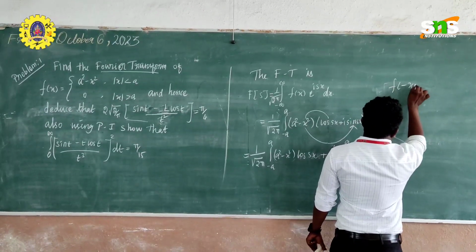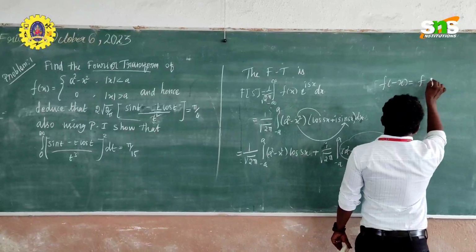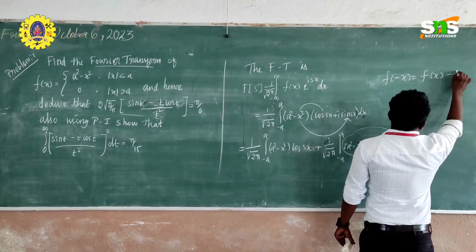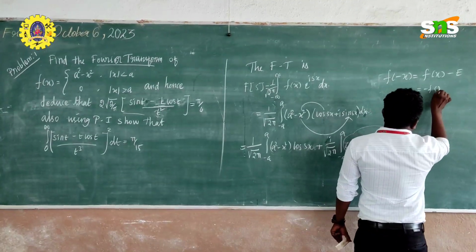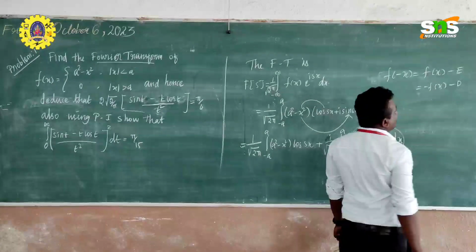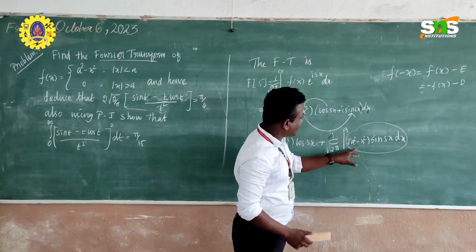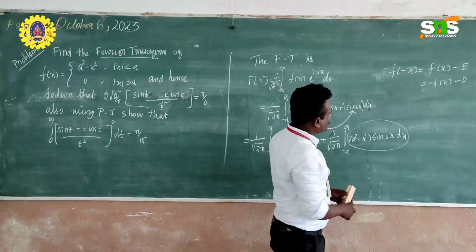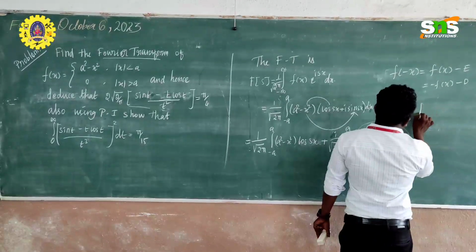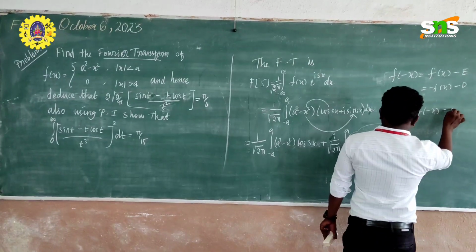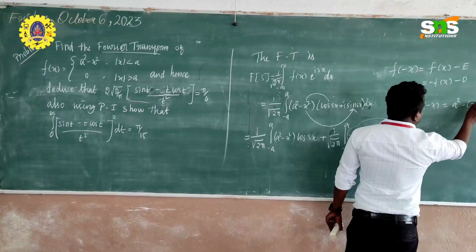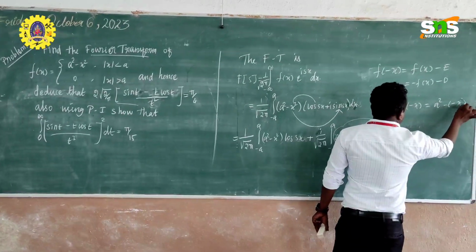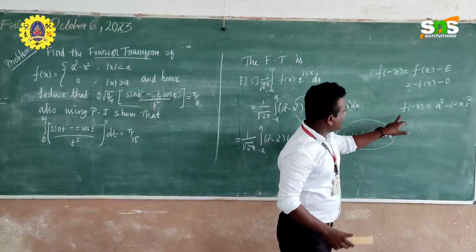Our formula is f of minus x. If we get f of x, then it is even. If we get minus f of x, then it is odd. Okay. Now first check a square minus x square is even or odd. F of minus x is equal to a square minus x square. Okay. F of minus x means what?